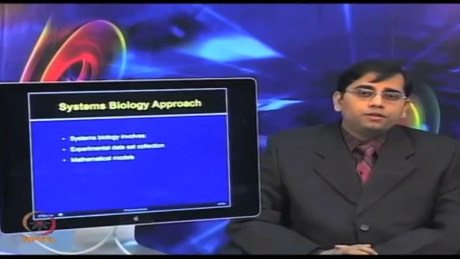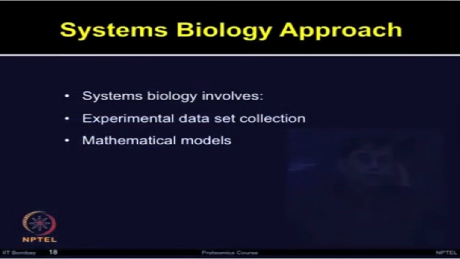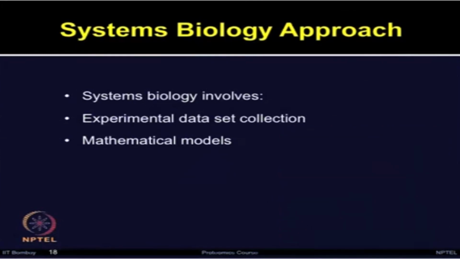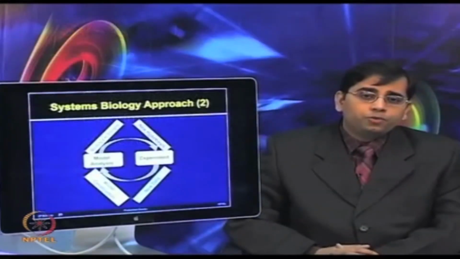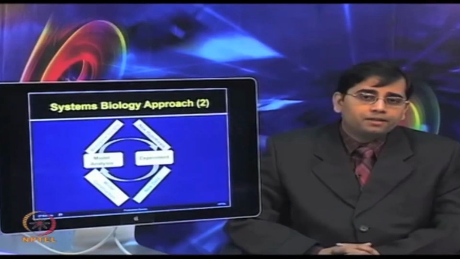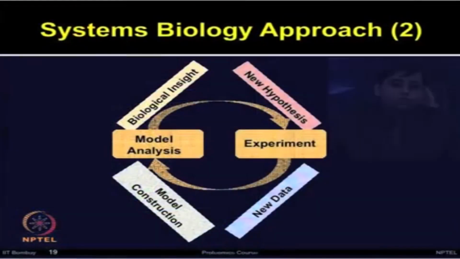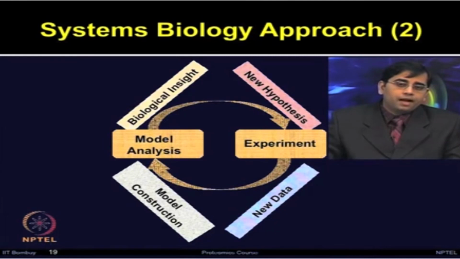The systems biology approach involves, first of all, collection of large experimental data sets and then mathematical models to provide insight into some significant aspects of the data sets. A simple systems biology approach would involve experiments adding new data sets which will be used for model construction and model analysis, and the biological insight derived from these models can be used to propose new hypotheses.